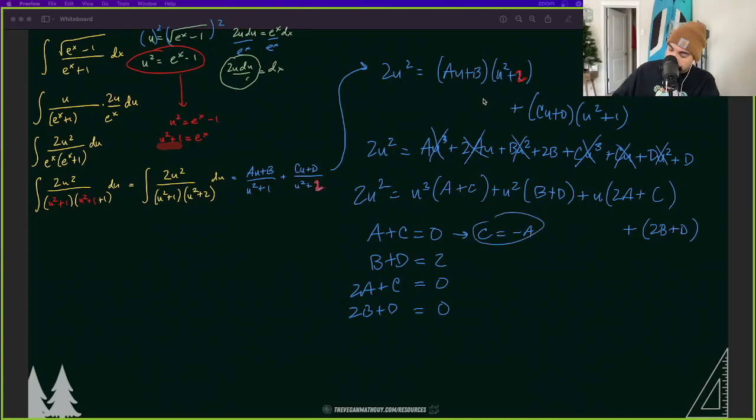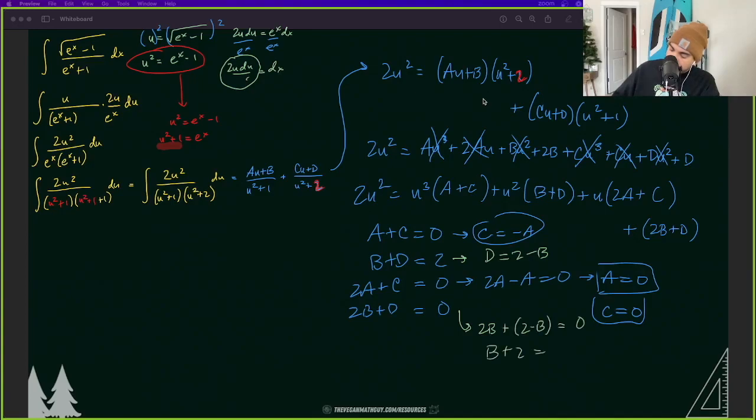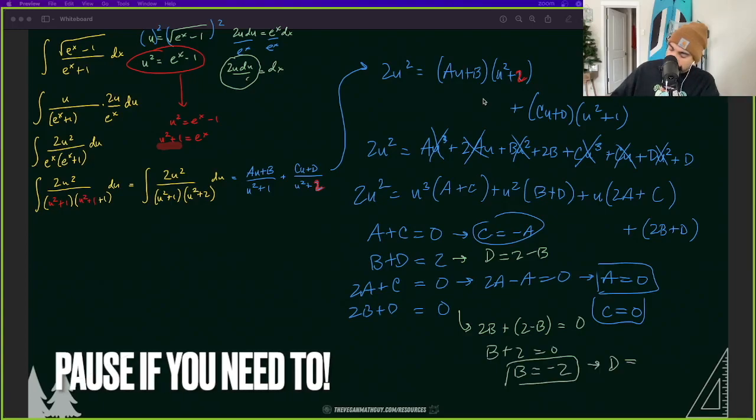We can utilize this for the third equation. So we have 2a minus a is equal to 0. And so that tells us that a is equal to 0. And if that's the case, then c is equal to 0. And now we'll use that second equation and say that d is equal to 2 minus b. And we can use that for the last equation. 2b plus 2 minus b is equal to 0. And we get that b plus 2 is equal to 0. So b is equal to negative 2. And that means that d is equal to 4.